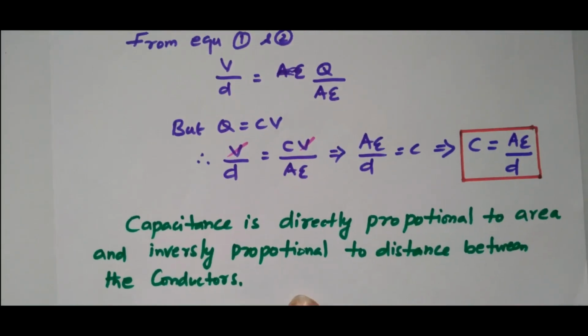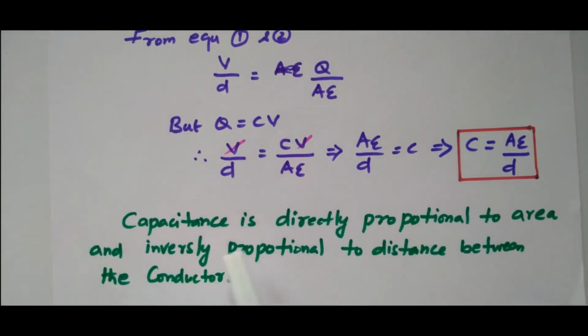From the above expression, the capacitance is directly proportional to the area of the plate and inversely proportional to the distance between the conductors. What is the meaning? If you increase the area of the plate, the capacitance will increase. Similarly, if you decrease the distance between the plates, the capacitance will increase. So it is A epsilon by D, the general formula.